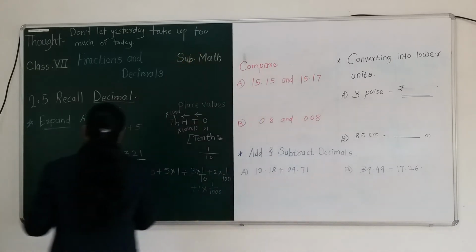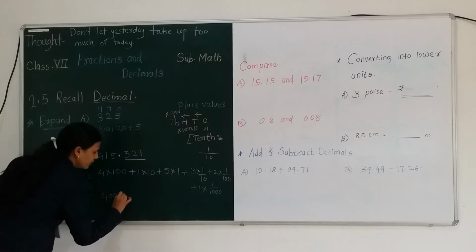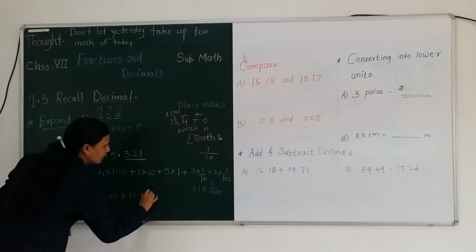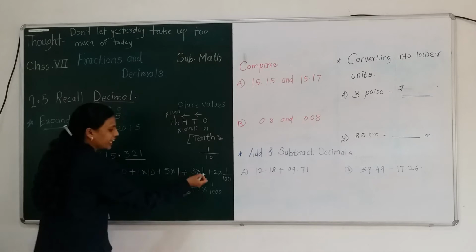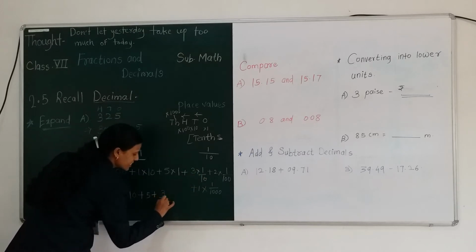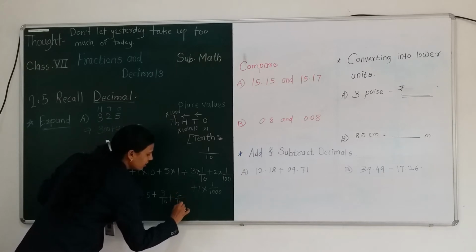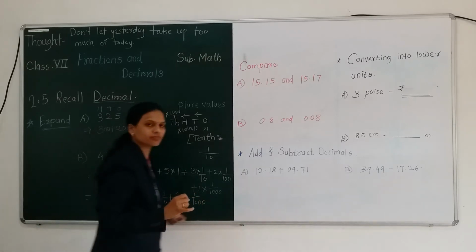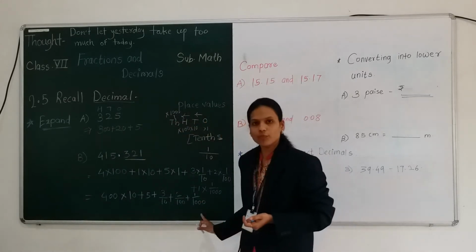So how will we write the exponent form? This we have already learned. 400 into 10 plus 5 plus 3 into 1 by 10, that is 3 by 10, plus 2 by 100 plus 1 by 1000. Correct, my dear students? Like the rule, we are writing the exponent form.